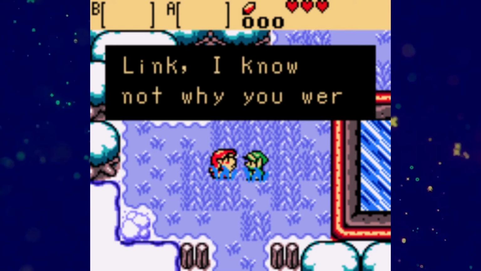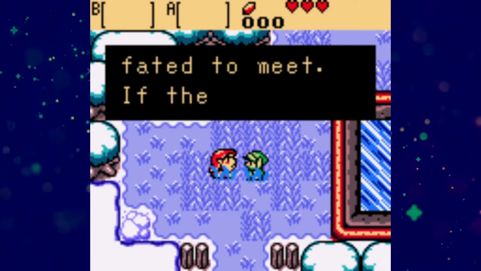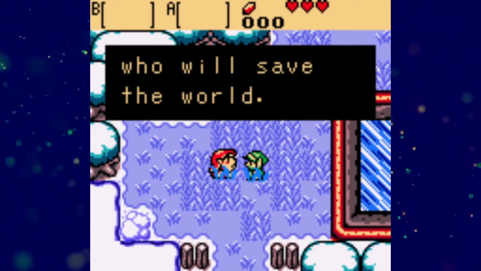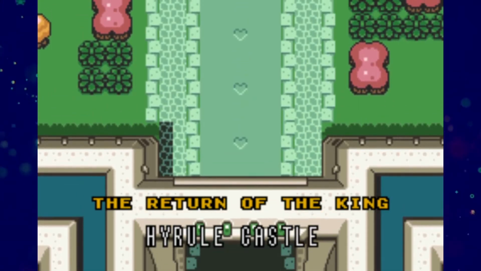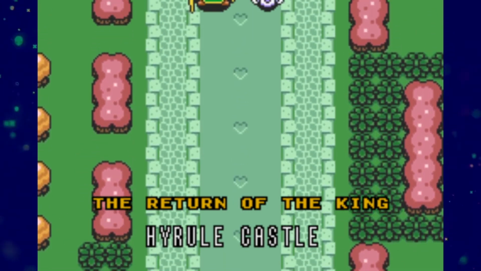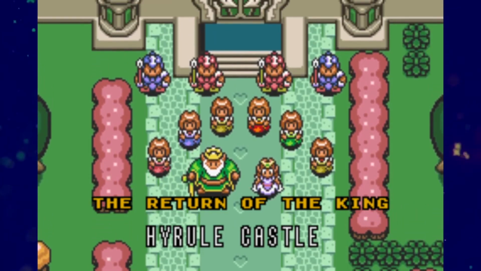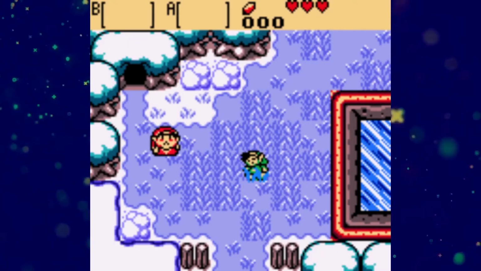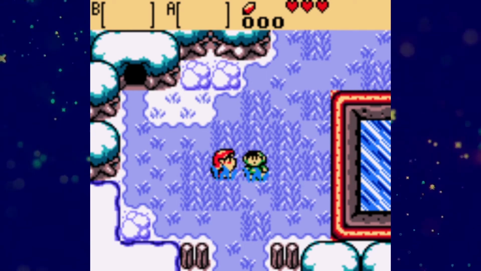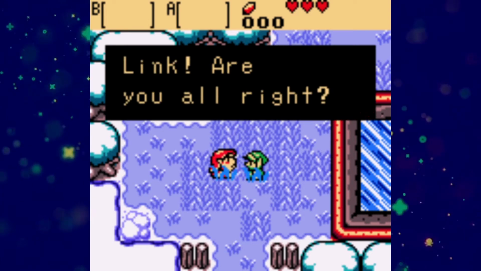If this was supposed to be the same Link from A Link to the Past, I'm assuming Impa would also know Link, being that she is generally a character close to Zelda. Impa actually doesn't make an appearance in A Link to the Past, but that doesn't necessarily mean she doesn't exist during that time. But consequently, we could also look at Impa's absence during A Link to the Past and her presence in the Oracle games as a point in favor of this being a different time period.